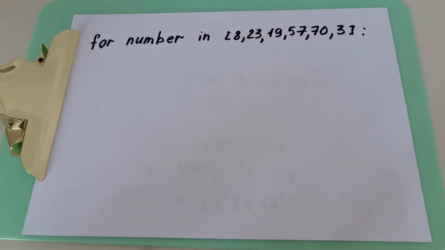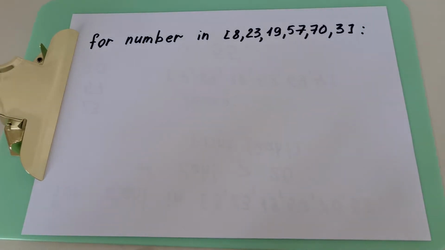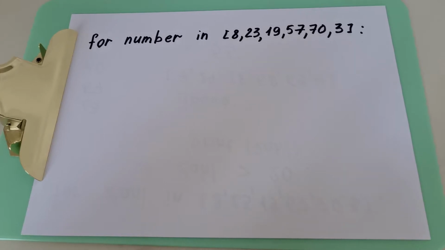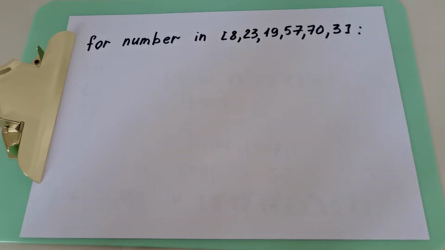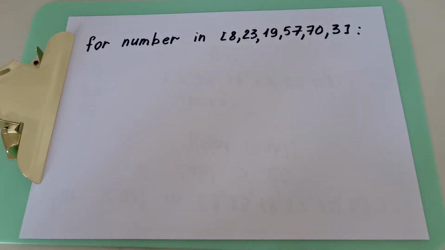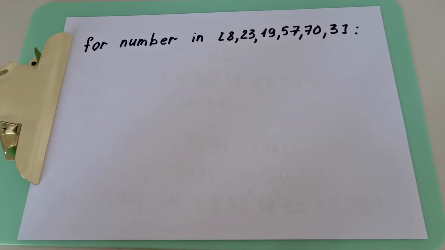How to search for a value in a list using a loop. Imagine you have a huge list of thousands of elements and you would like to know if there is the number 20, for example. It's impossible to do manually, so it's very difficult. Let's try to do it in a for loop.